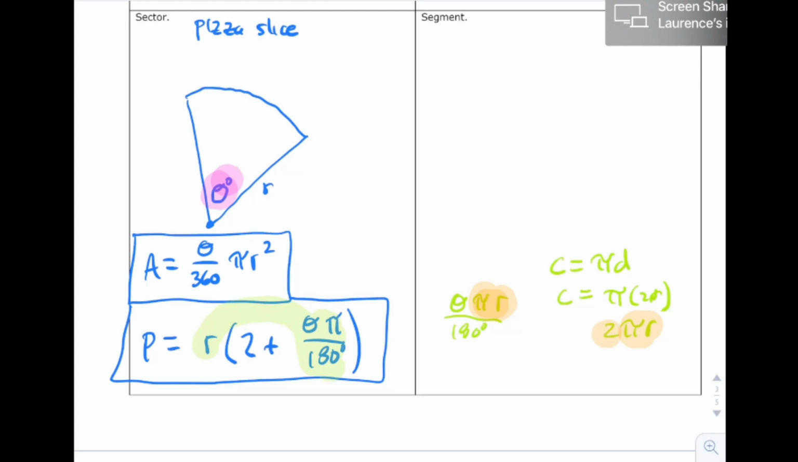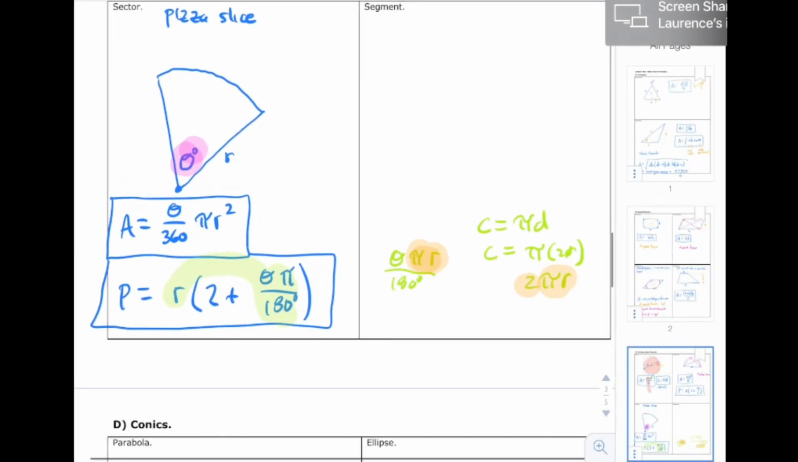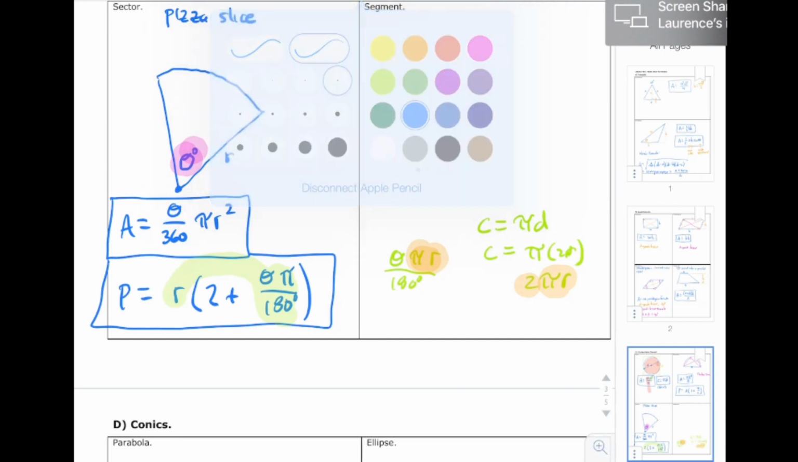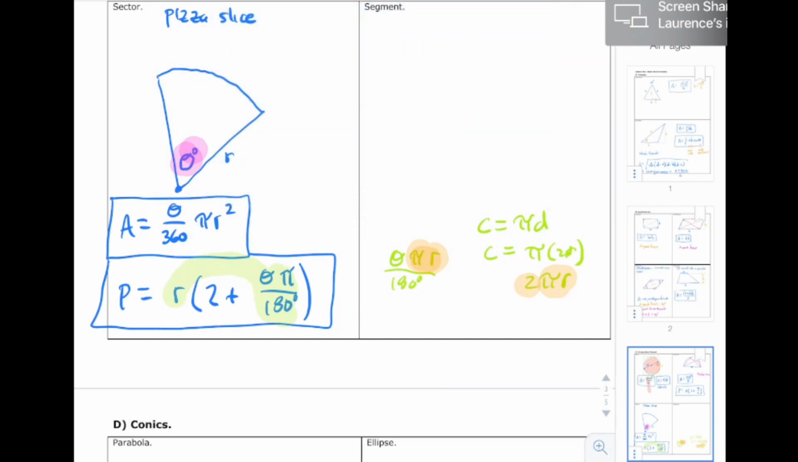We don't have a 2 over here because it's half a circle. Wait a minute, is that what I want to say? 2 pi r. Oh, yeah, I know how to do this. Just bear with me here. Okay, leave the 2 there for now.